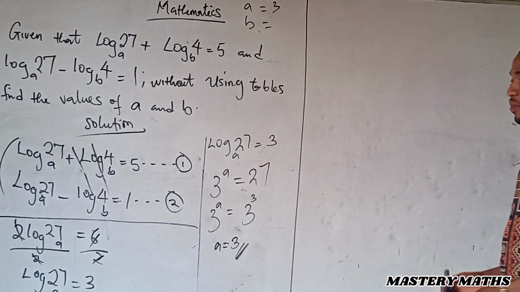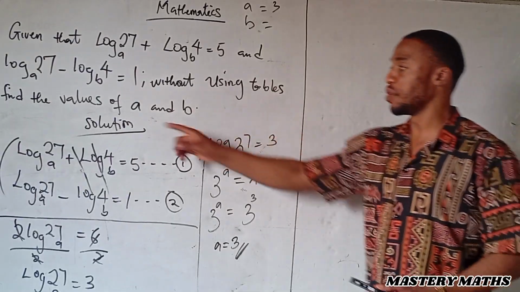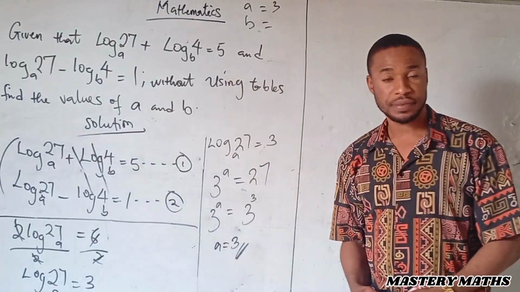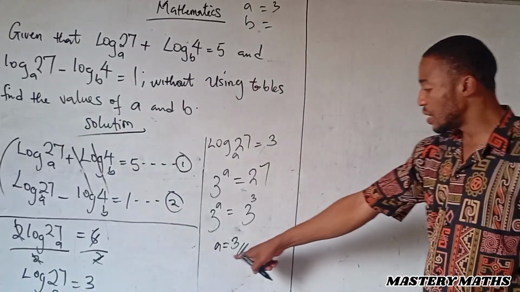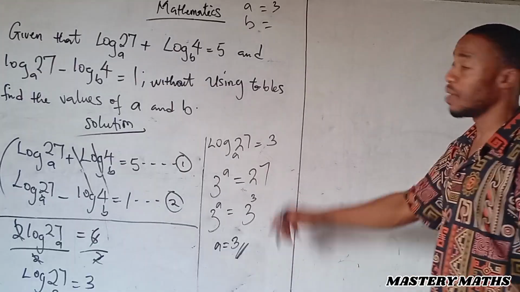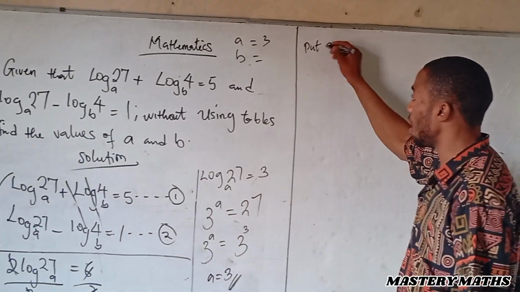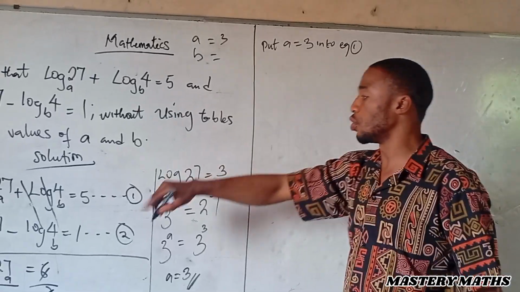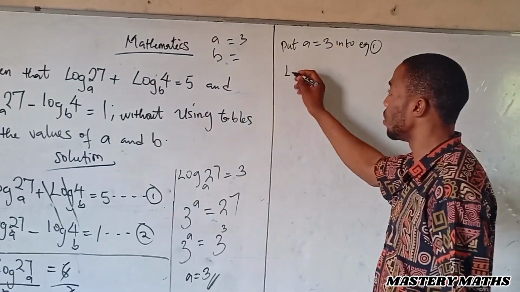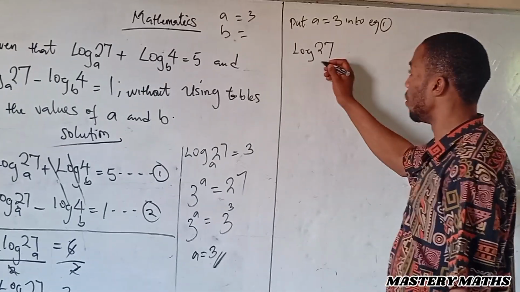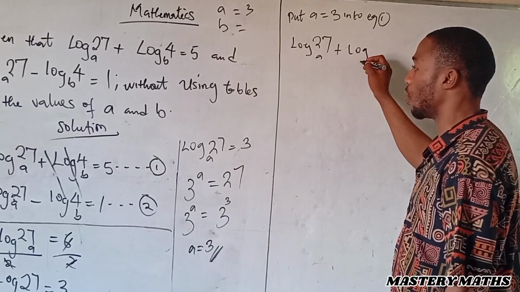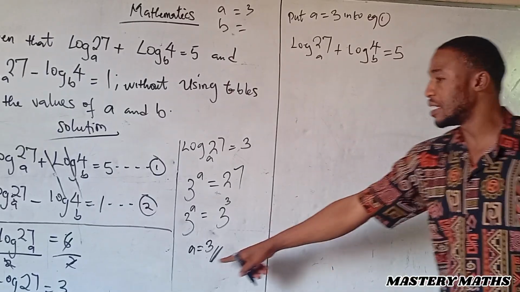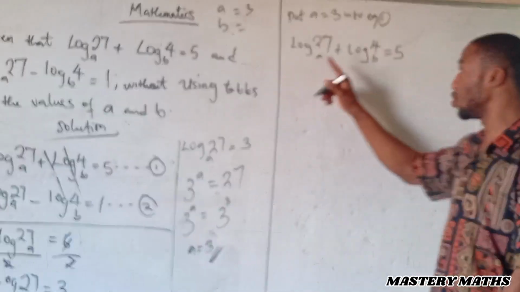Our A is 3. Remember, we're looking for the values of A and B. Now, let's solve for the B. How do you get the B? You put A equal to 3 into equation 1. What is equation 1? We write it out: log 27 base A plus log 4 base B equal to 5. This is equation 1. So we put this A, which is equal to 3, in equation 1.